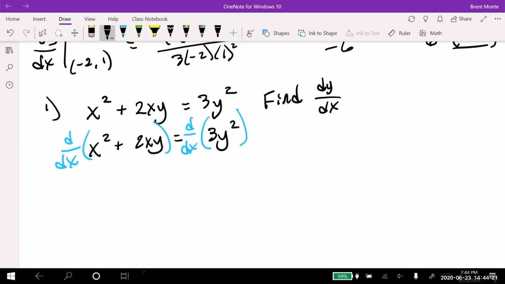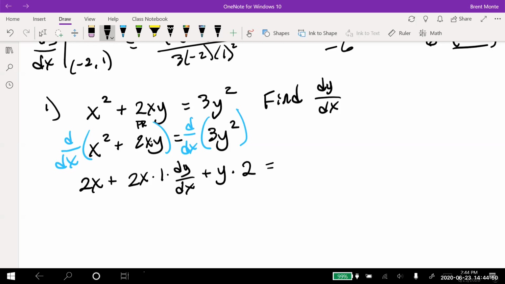Again, when I take the derivative of x squared, it's just 2x. The 2xy, though, I have to use the product rule. So I go plus the first times the derivative of the second. Remember, that's a y, so we have to do the dy dx. Plus the second times the derivative of the first. Well, the derivative of the first is just 2. So I'm using the 2x as the first and the y as the second.